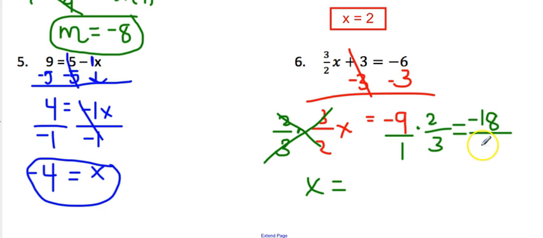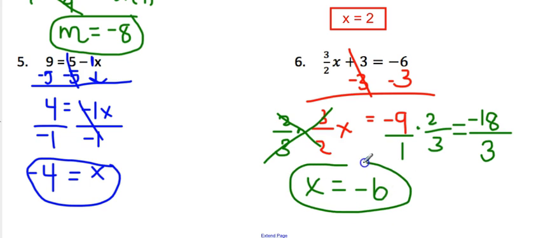And then 1 times 3 is 3. So now I need to figure out if 18 is divisible by 3, and it is. 18 divided by 3 is a 6. And my answer is going to be negative, because when you've got one negative and you're dividing or multiplying, your answer is negative. So negative 6 is my answer.